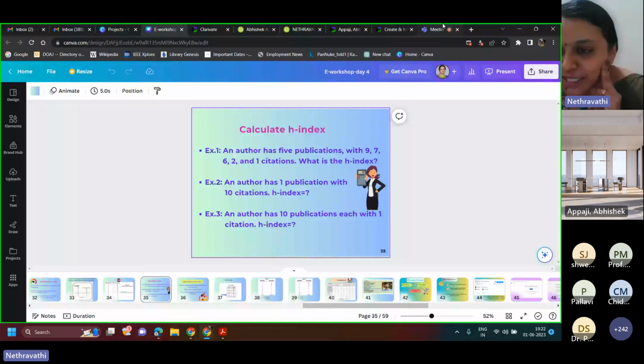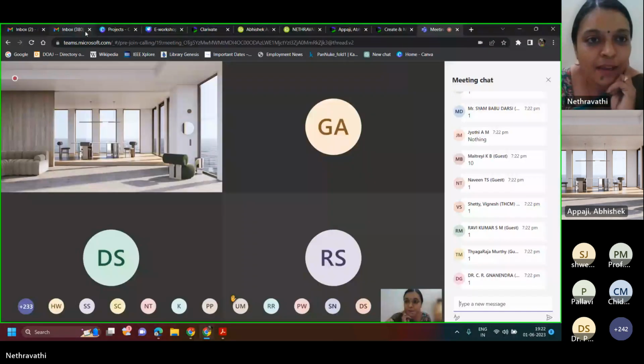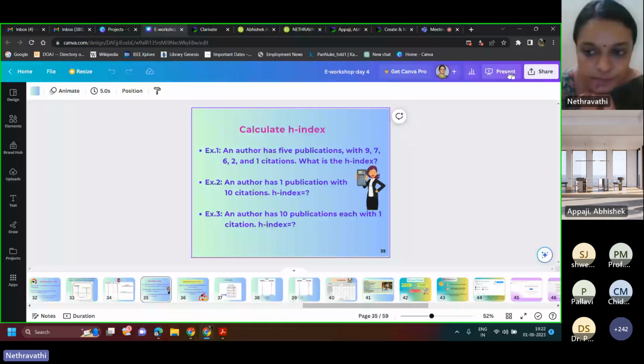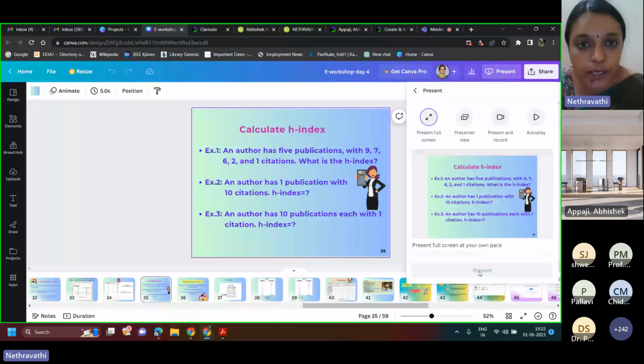Right? Yes, 1 is the right answer. Though he has 10 publications, the maximum number of citations any paper has received is only 1. So the H index is 1, right? Okay, let me go ahead.